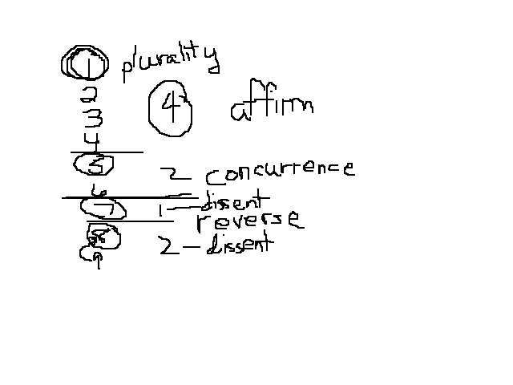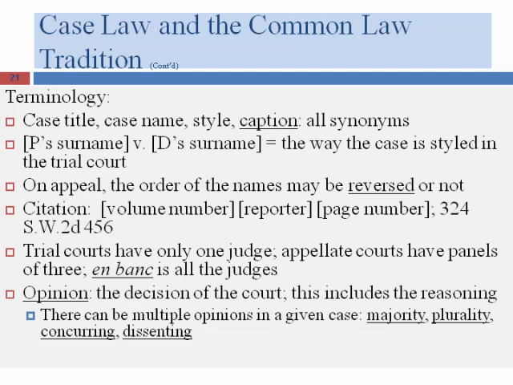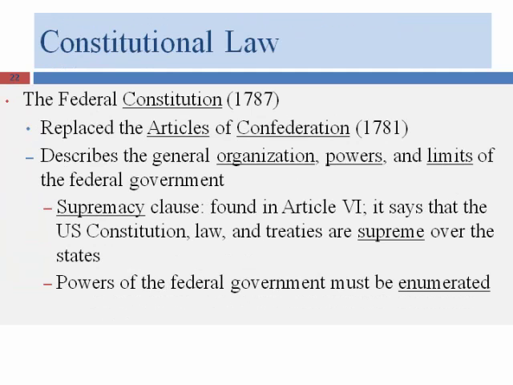If this isn't making sense to you, we'll do some of these in class, and you're welcome to come to office hours for more examples about how to make this make sense. Okay. So let me go back to here. That explains how majority, plurality, concurring, dissenting, and unanimous opinions work. In our next presentation, we will start talking about constitutional law. I know it seems like we've spent a lot of time talking about case law. The rest of the chapter goes quite a bit faster.